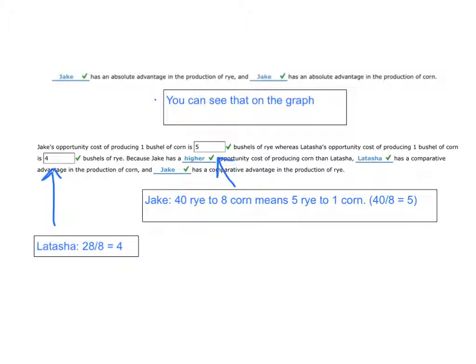So Jake has a higher opportunity cost. He gives up 5 to produce corn, more than Latasha does. And that means that Latasha has a comparative advantage in the production of corn, and Jake has a comparative advantage in the production of rye.